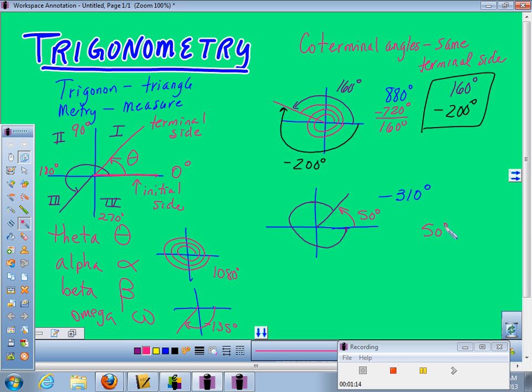Now, how do I get another negative one, though? I need another negative angle that ends in the same spot. So, what do you have to do to get another negative? Go around more than once. You'd have to go around more than once. So there's negative 360, and then I have to go negative 360 to negative 310. Exactly.